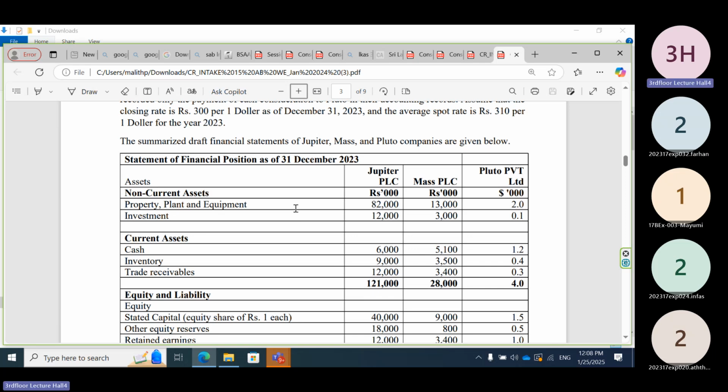Cash 6,000 plus 5,100 minus 500, minus 500 plus 500. Cash credit, debit to here, right? Okay. Now this is tallying. So the payable again 1,000, receivable again 1,000.